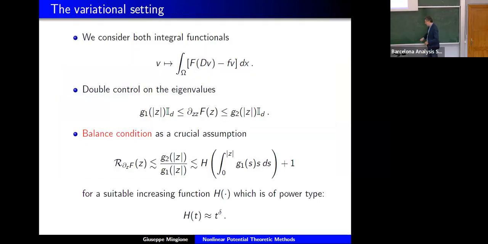This is the main assumption. So G2 over G1 are bounded like this. There's a certain power depending on n, and it gets small when n is large.